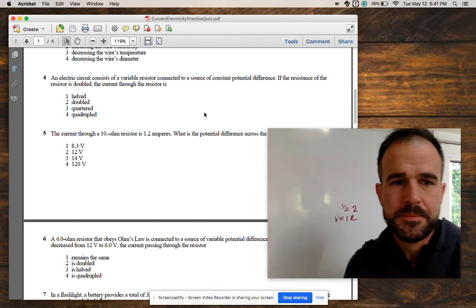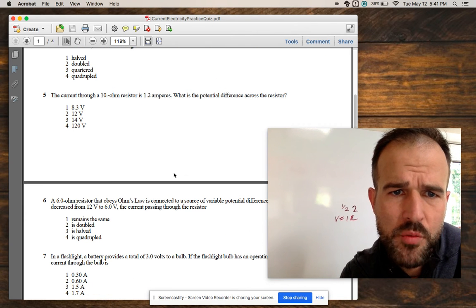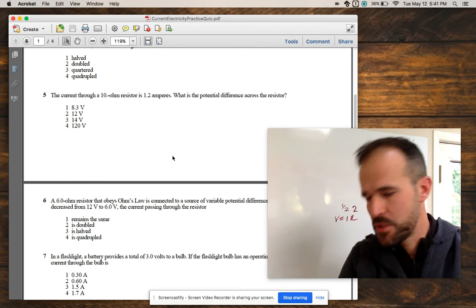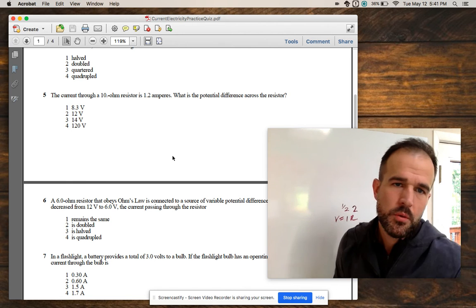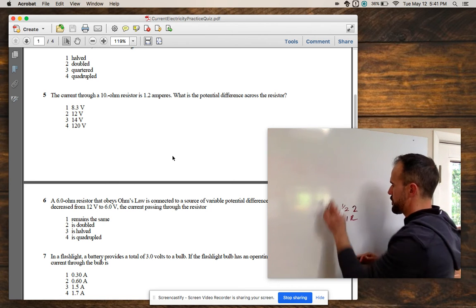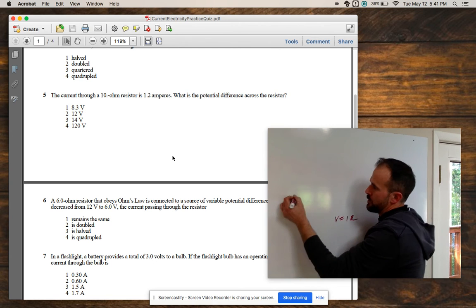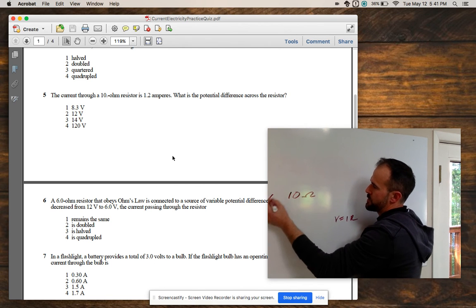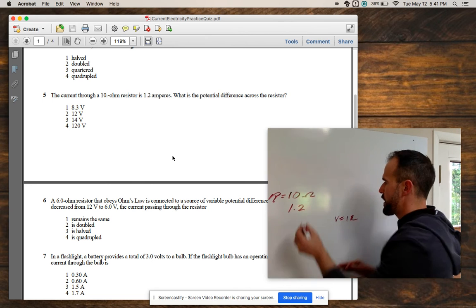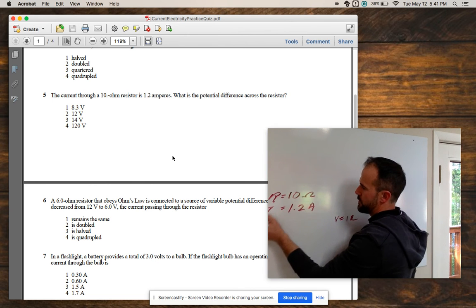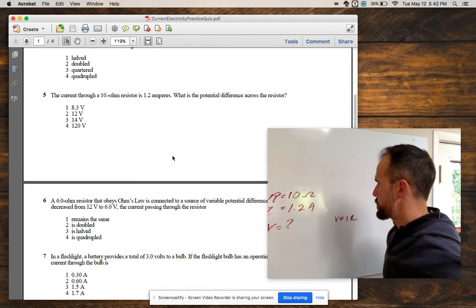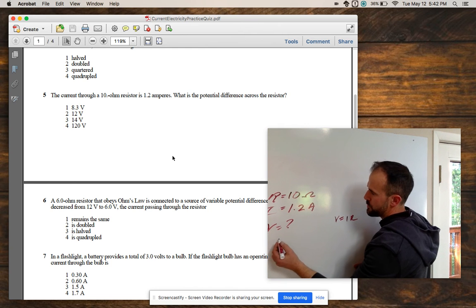Number 5. Current through a 10 ohm resistor is 1.2 amps. What is the potential difference, or what is V, voltage, potential difference? So we have 10 ohms and 1.2 amps. So we've got 10 ohms, that's resistance. What was it, 1.2 amps, and that is current. And what is it asking for? Voltage again? Yeah, potential difference, voltage. So V equals IR. So we're just looking for the product.